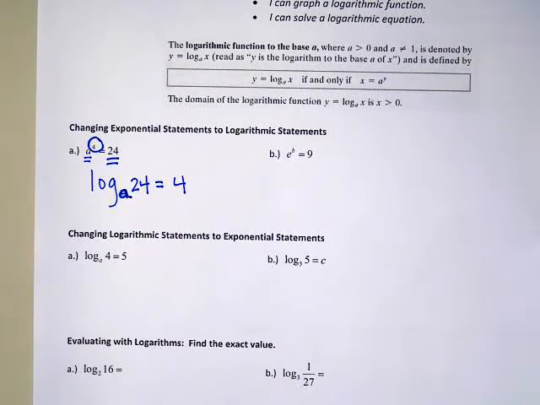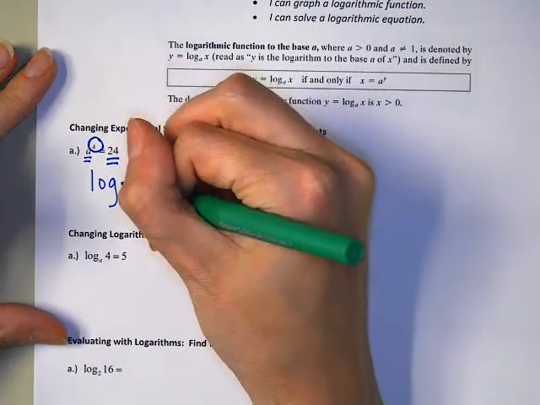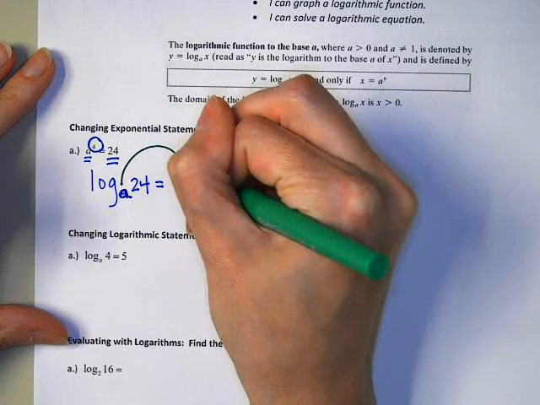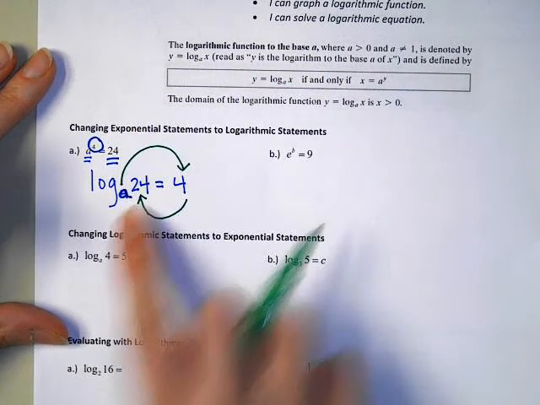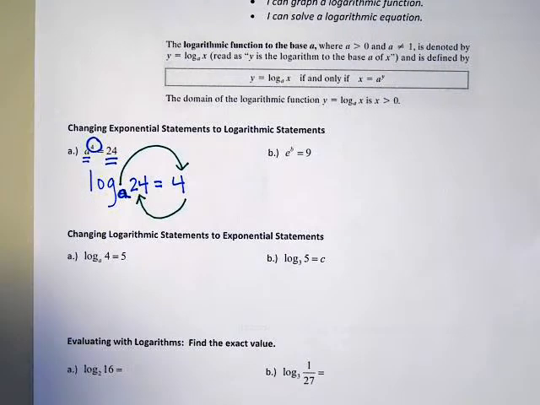So when I always teach this, I call it the circle of life. A to the 4th power equals 24. It makes a big circle. All right, let's try one more.